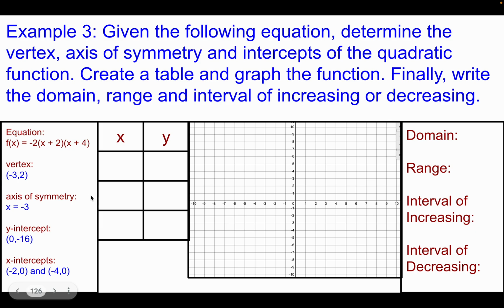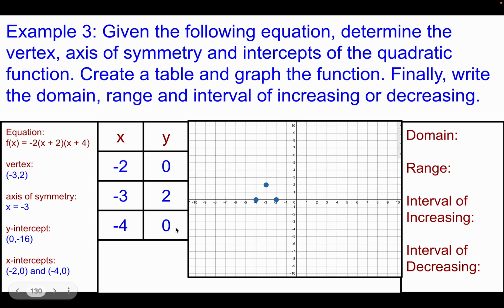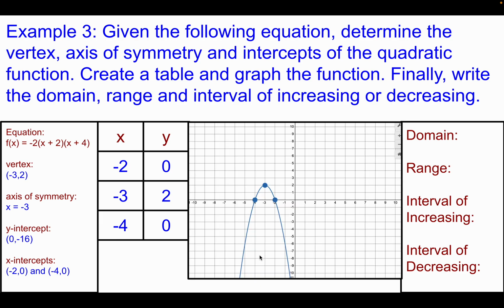We can now put points in the table. I'm going to use the vertex and the x-intercepts since the y-intercept isn't going to be in our window. So my vertex is going to be at negative 3, 2. I have one x-intercept at negative 2, 0. I have another x-intercept at negative 4, 0. If I plot them, it'll look like this. Negative 4, 0, negative 3, 2, negative 2, 0. And then we'll put a parabola through that. So it'll look something like this.